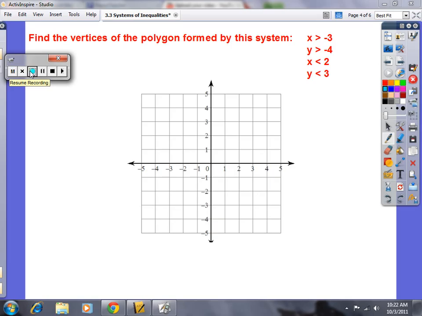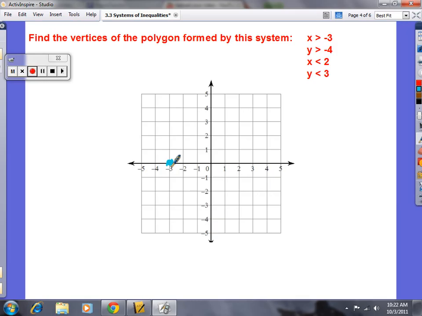These are pretty slick. X is greater than -3 on the x-axis. Come down to -3. Draw a... Whoops, that's not the x-axis. Let me erase. Let's try this right here. There's the x-axis. Okay, you're going to have a vertical line and it's going to be dotted. And you're going to shade anything to the right. So I'm just going to draw an arrow. It's going to the right.